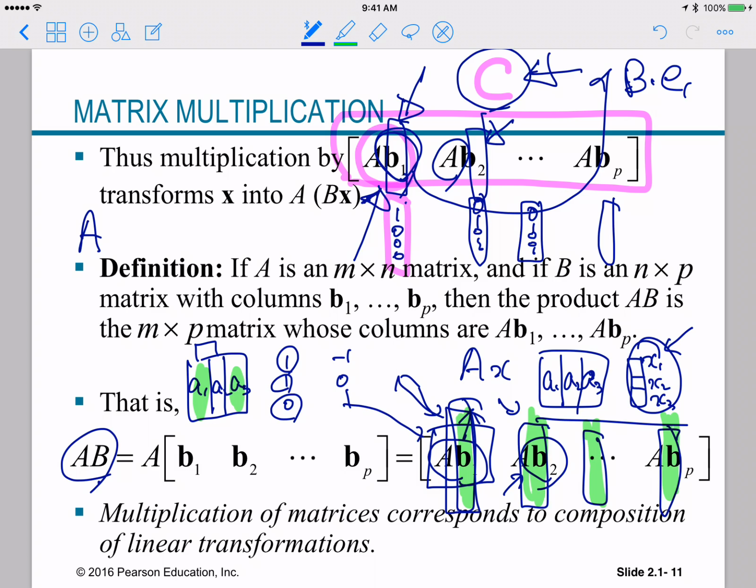Okay, then let's think about the span of A times B. So the first question is the span of the columns of A and A times B. Are those two spans living in the same space?